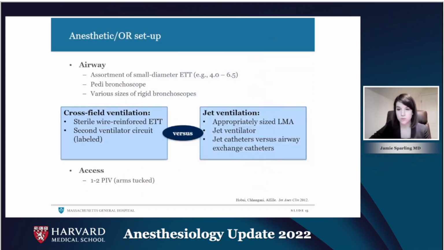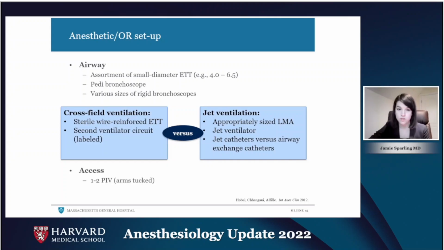In our institution, we've used 2 primary modes of airway management, traditional cross-field ventilation, as well as a newer technique utilizing jet ventilation. Regardless of the mode used, we are prepared with an assortment of small diameter endotracheal tubes, a pediatric bronchoscope, and various sizes of rigid bronchoscopes on the surgical setup.